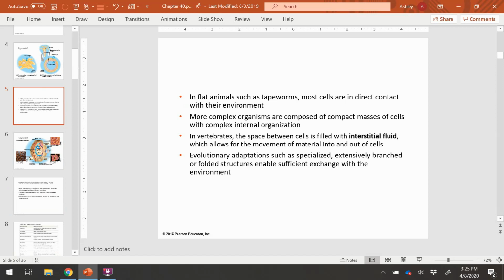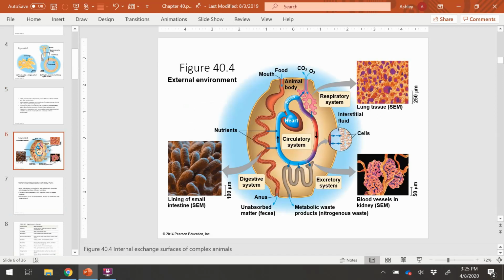All right, the exchange here needs to happen over certain structures that allow for sufficient exchange. That's the development of organs. That's what you see here, and for larger, more complex organisms, they're going to have specialized structures that will carry out these responsibilities.